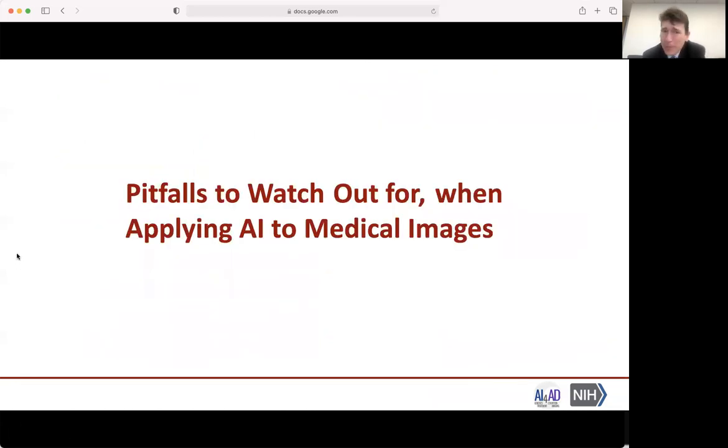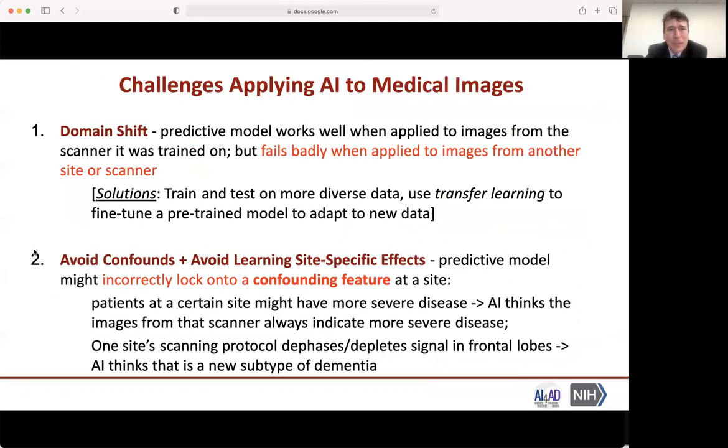Now, there are also some pitfalls to watch out for when applying AI to medical images, and I'll tell you about a few of these. The first challenge applying AI to medical images is domain shift. So you could have a predictive model that works extremely well when applied to images from a certain scanner, the scanner it was trained on, but it might then fail badly when it's applied to images from another scanner or another site. Now, some of the solutions proposed for this are to train and test algorithms on more diverse data, but also to use transfer learning, where we learn a deep learning model from a certain data set, and then we fine tune it to be more accurate on a new data set that we might be interested in making decisions about.